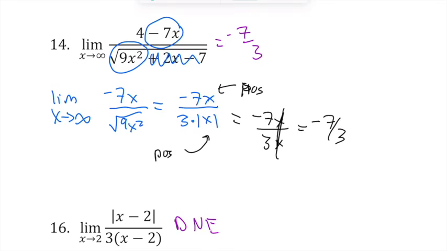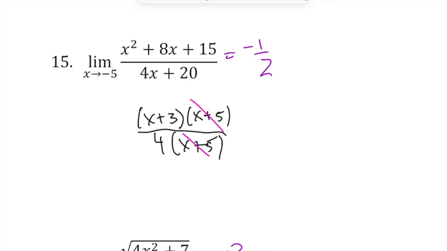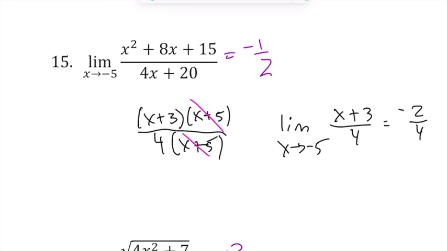15, if I plug in negative 5, I get 0 over 0, so we have another indeterminate form. So if I factor the top, and I factor out a 4 from the bottom, we have some cancellations. And if I plug in negative 5 in the numerator, I'm going to get 2 over 4. Sorry, negative 2 over 4, which is negative 1/2.